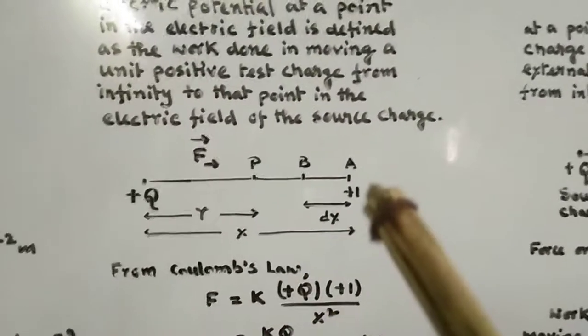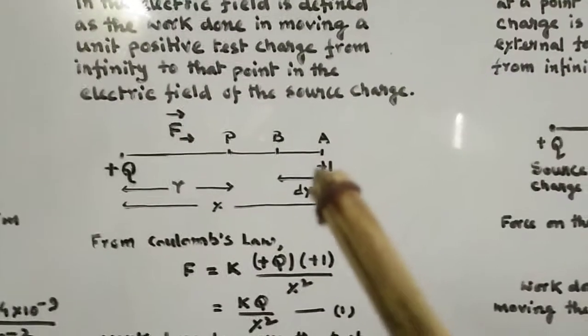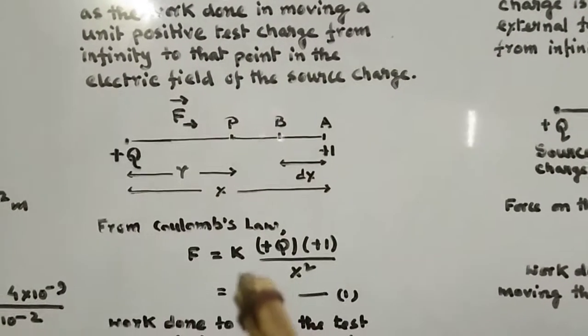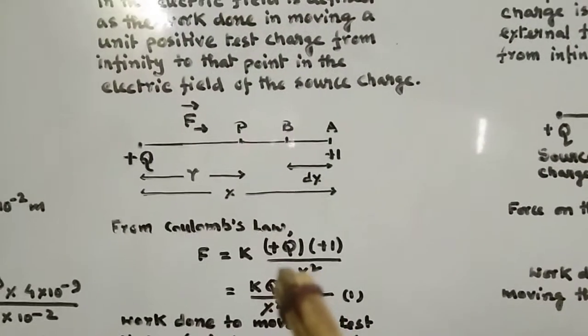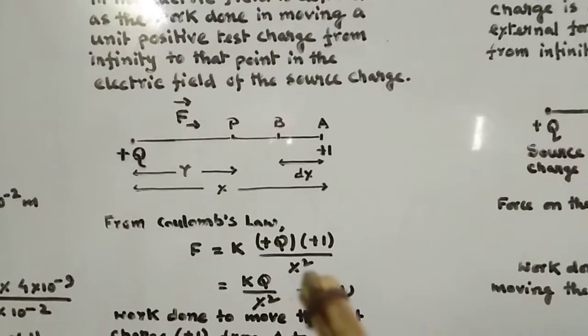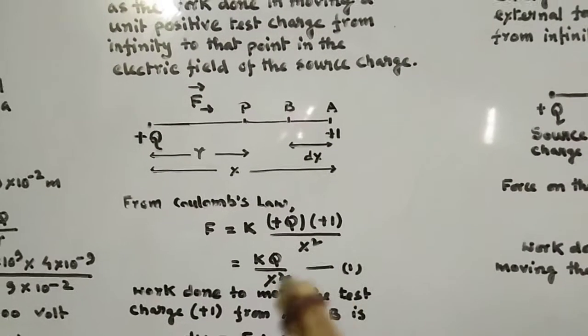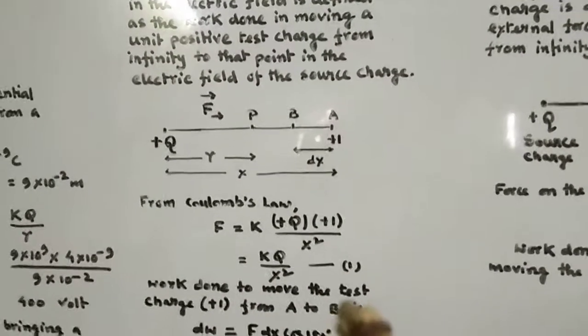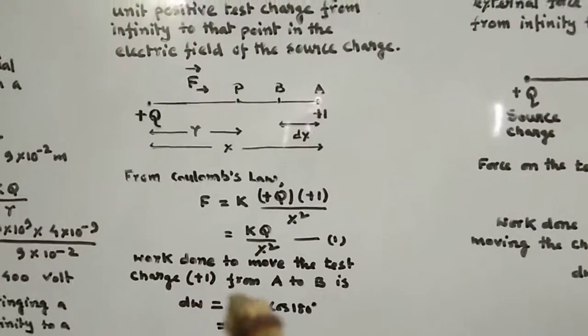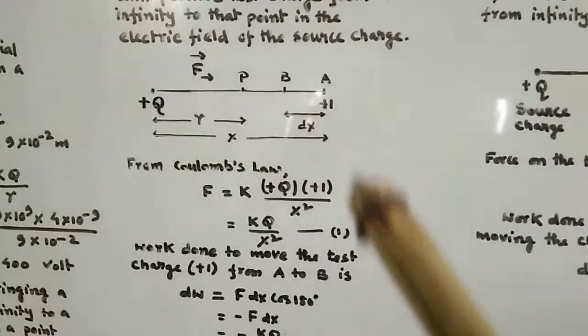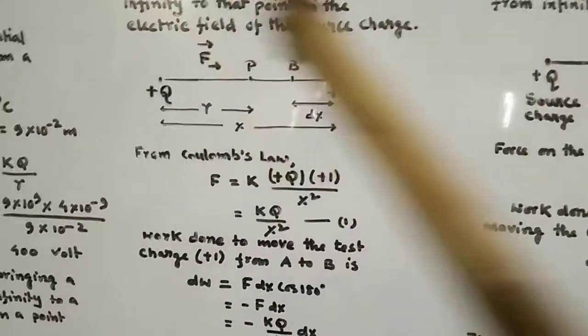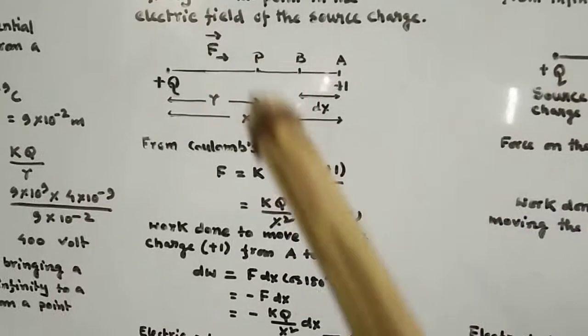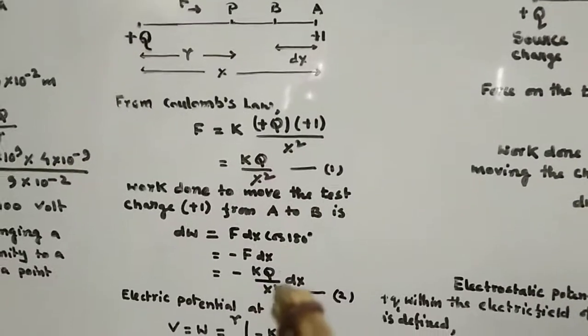Now you see, if we place a unit positive charge plus 1 at A, which is at a distance x, then the Coulomb force will be F equal to capital Q times 1 by x square. So kq by x square. K is your value, 9 into 10 to the power 9. So work done to move the test charge plus 1 from A to B: the repulsive force is this side, and AB is towards this side. So cos 180 degrees. So it comes out this one.